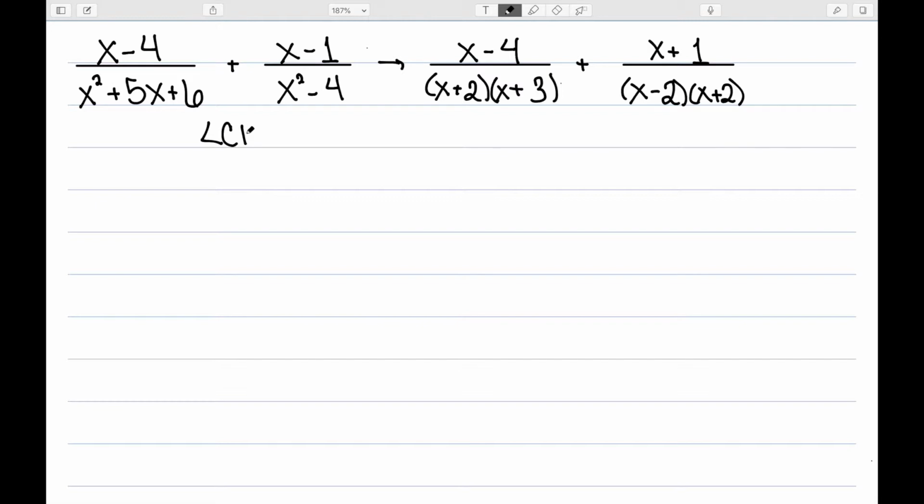When I write my least common denominator, I start with the first fraction. It has an x plus 2 and an x plus 3. I then move to the second fraction. It has an x minus 2, so I write that down. And it has an x plus 2, but I've already written x plus 2 down. I do not need to write it down again. So I have my least common denominator.